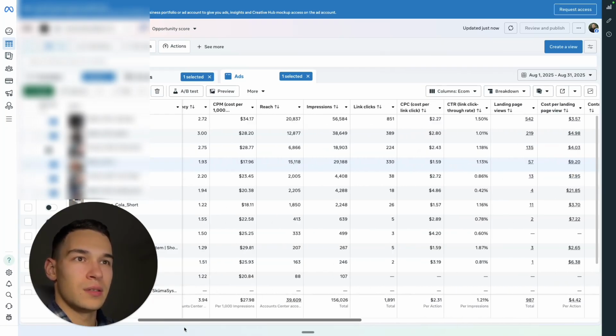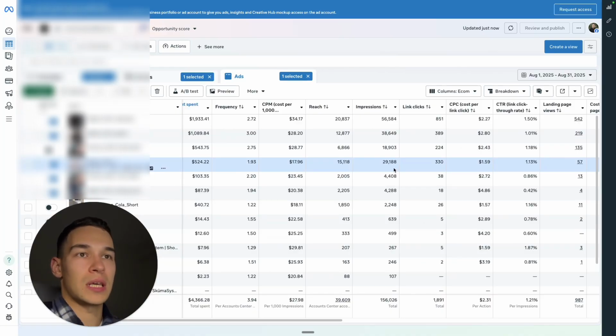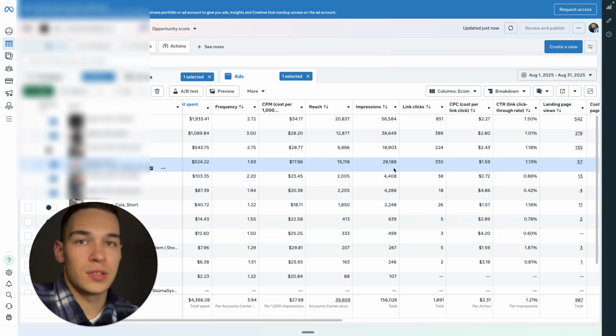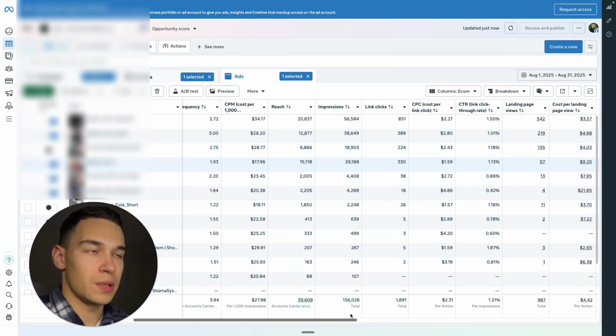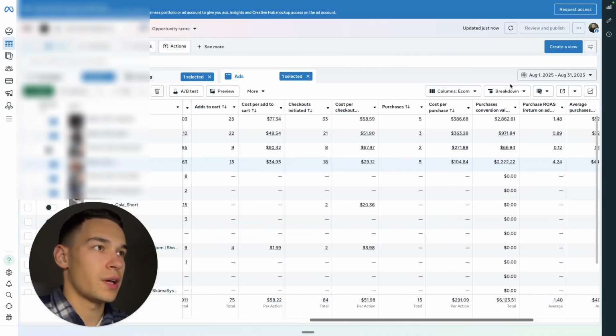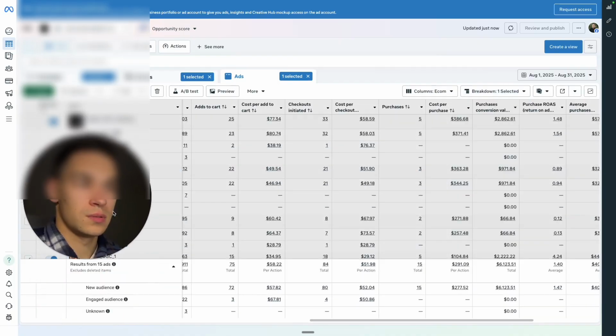Let's see the frequency. On $500 spent. This is great. 1.6x CPC. This is something, again, we found the first, I would say, winner that we can use and iterate on. Okay. This one. Audience segments to see how it performed.